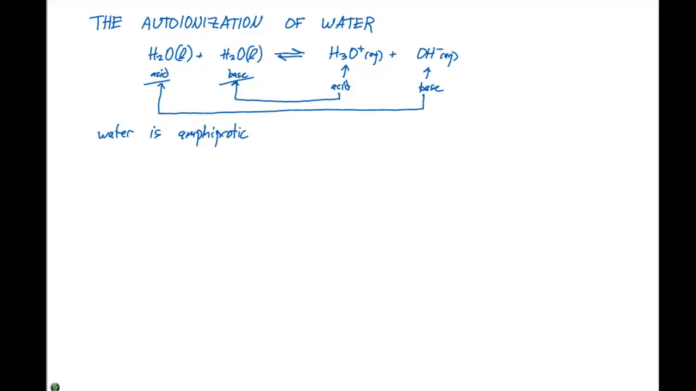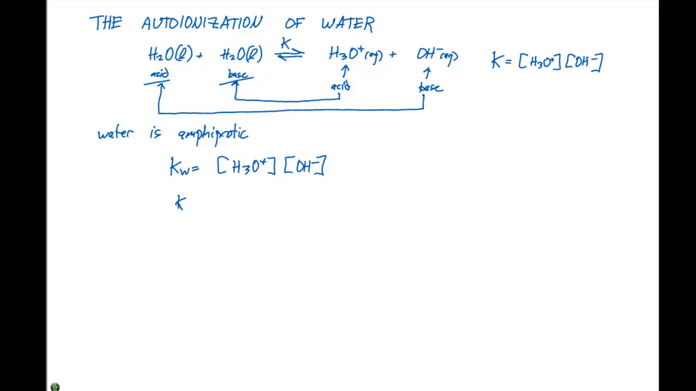We can come up with an equilibrium expression for this particular reaction. So if we wanted to come up with K, K is going to equal the concentrations of the products, H3O+ times OH-, divided by the concentration of the reactants. But our reactants are all pure liquids, so we're just going to divide by 1. This is a specific K that we're going to refer to as Kw, which is equal to the concentration of H3O+ times the concentration of OH-.